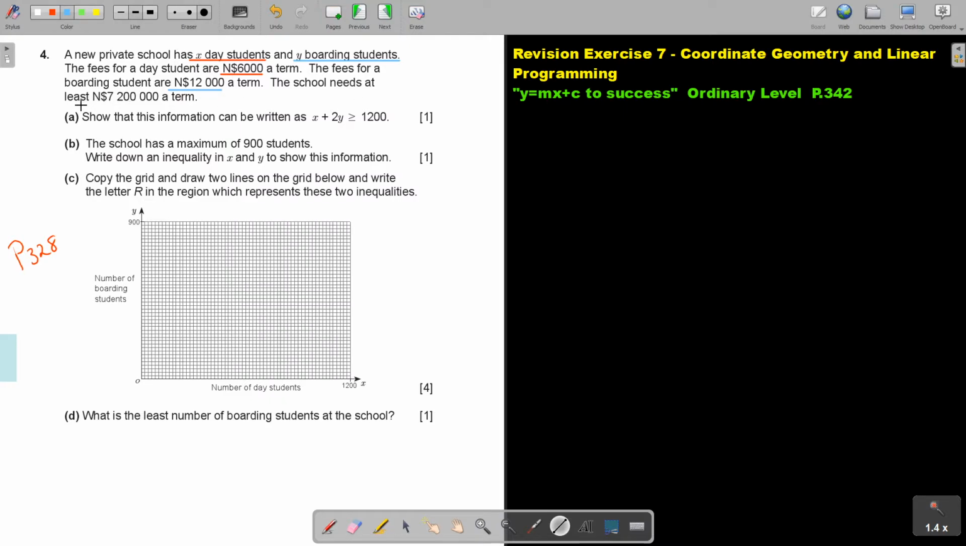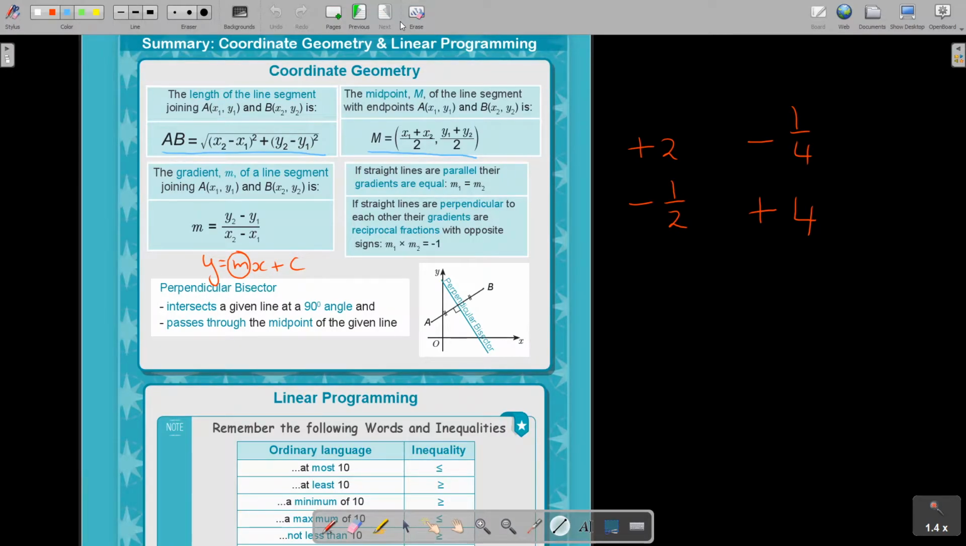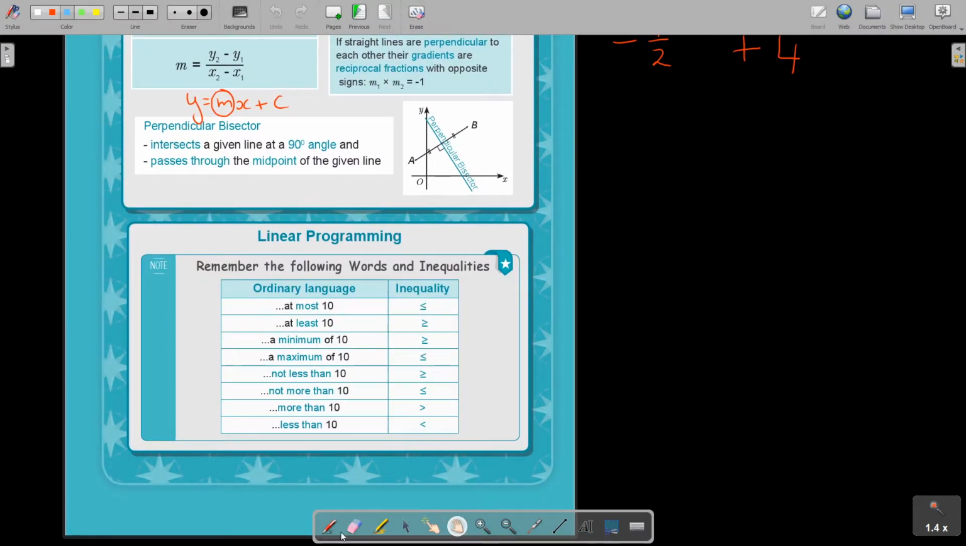The school needs at least, and there's a very nice list. People who are good in English don't need it, but if you struggle a little bit with English, then it's good to memorize this list. So if they say at most 10, then it's smaller or equal. At least 10, like this one, bigger or equal. A minimum of 10, bigger or equal. A maximum of 10, smaller or equal. Not less than, bigger or equal. Not more than, smaller or equal. Just be careful. More than is bigger and less than is smaller. So if you struggle a little bit with the English and you don't understand it, then just memorize that list. It's going to help you.